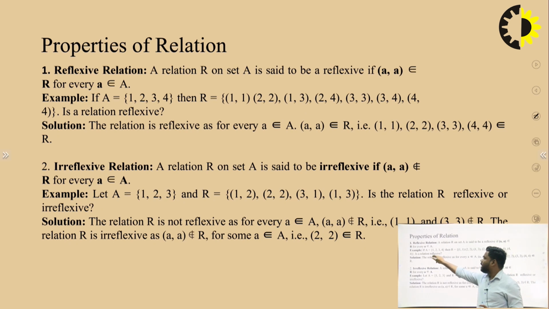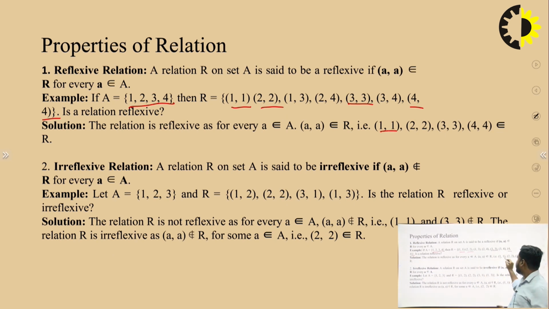Check here whether each element of set A is related to itself or not. (1,1), yeah. (2,2), yeah. (3,3), yeah. (4,4) also here. It means this relation is reflexive. I have written in the solution, for every a, (1,1), (2,2), (3,3), (4,4) belong to R. So this relation is reflexive.